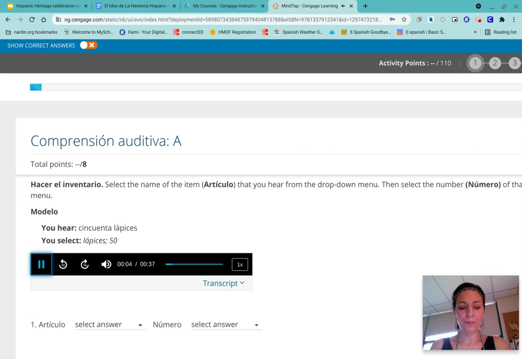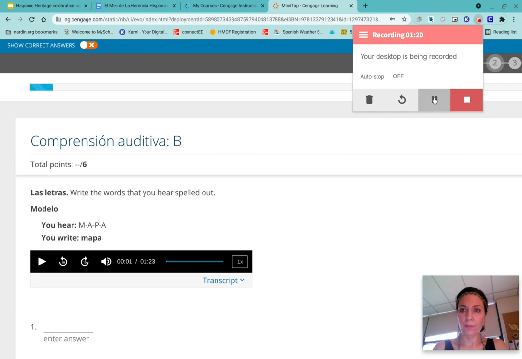Hacer el inventario. 1. 43 cuadernos. So it's asking you for the artículo. So you're going to look for the artículo that it's saying and then the número. So basically you have to know that 43 cuadernos, you're looking for that number. 43 is 43. So you want to know your numbers 10, 20, 30, 40, 50, 60, 70, 80, 90, 100. So definitely know your 1 through 100 numbers for the test.